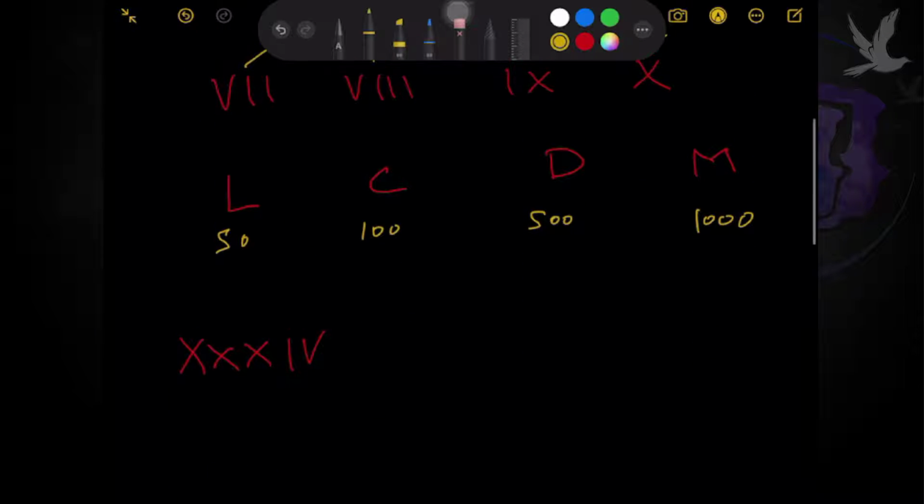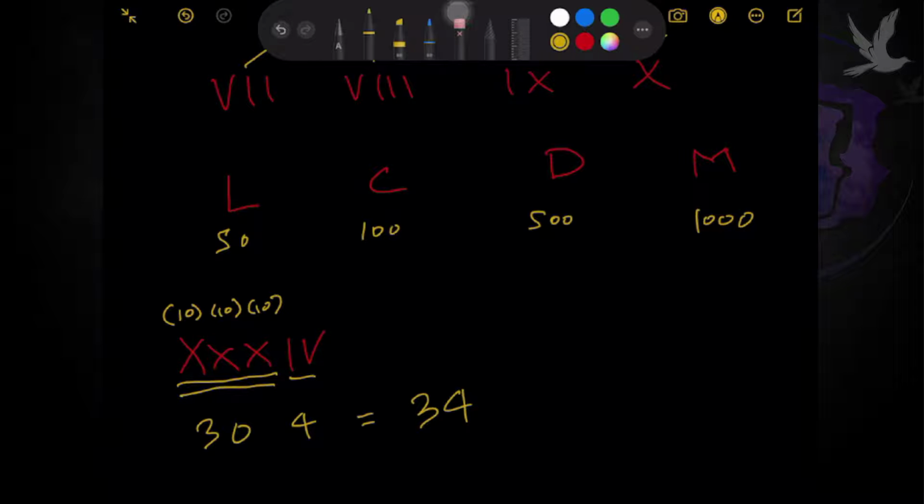Example ito ngayon, XXXIV. So if you notice, you'll be able to identify this 3 first. And this 3 represents XXX, kasi kada isang X is equivalent to 10. Since there are 3, that's now equivalent to 30. Okay, lakasan ko lang konti. 30. And this IV is equivalent to 4. So putting them together, this is equivalent to 34.